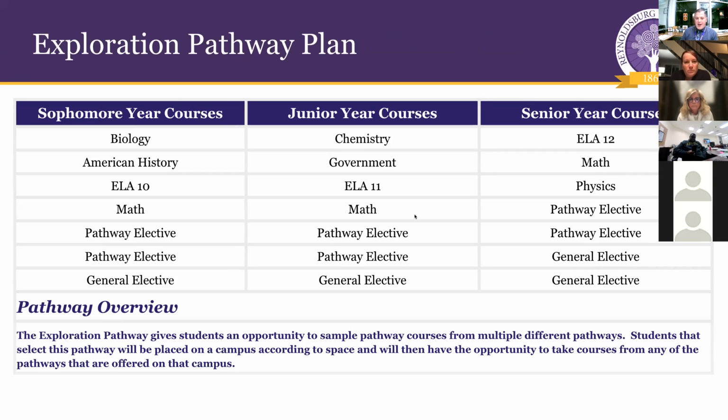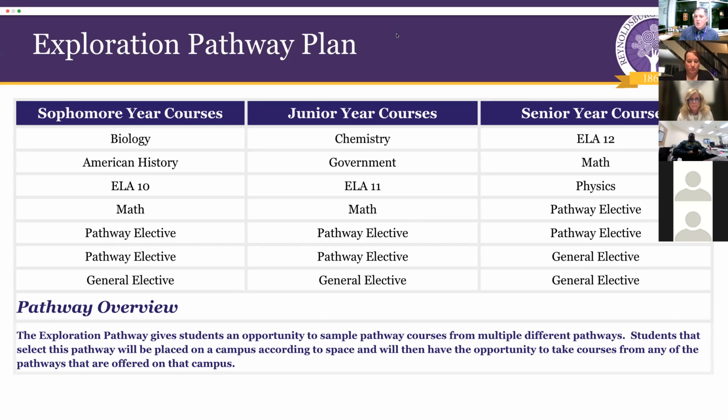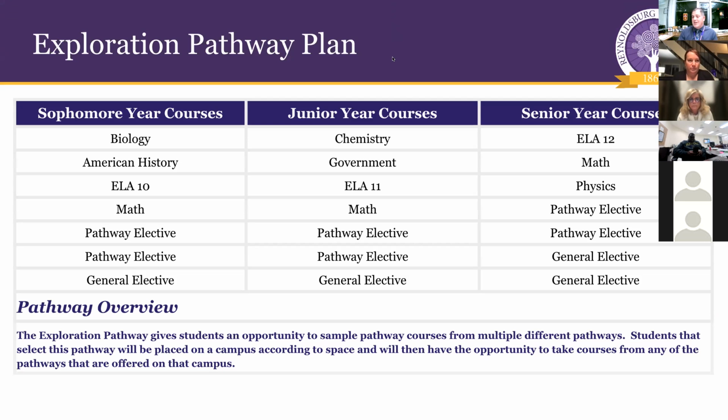This is what our exploration pathway looks like. What you'll notice is we still have all of those similar choices, and the core classes are going to be very much the same, but we don't have any specific pathway electives that a student would be required to take. So your student could choose to take electives from any of the pathways that are on that particular campus. The only drawback to the exploration pathway, and I want to make sure everyone understands this, is that if you do choose the exploration pathway, those will be the first students that we place onto a campus depending on room.